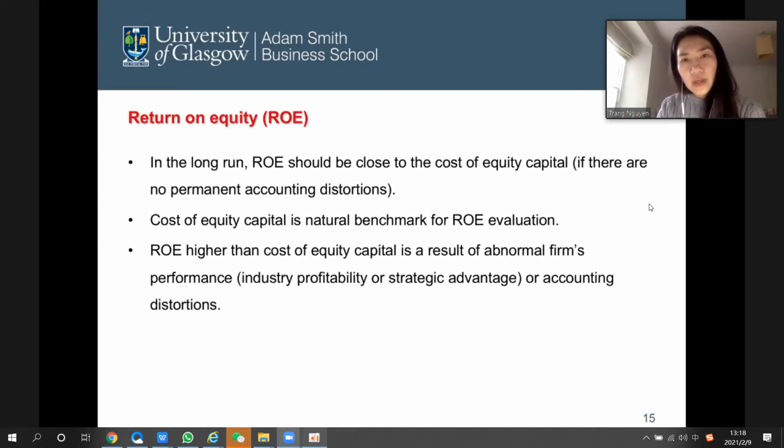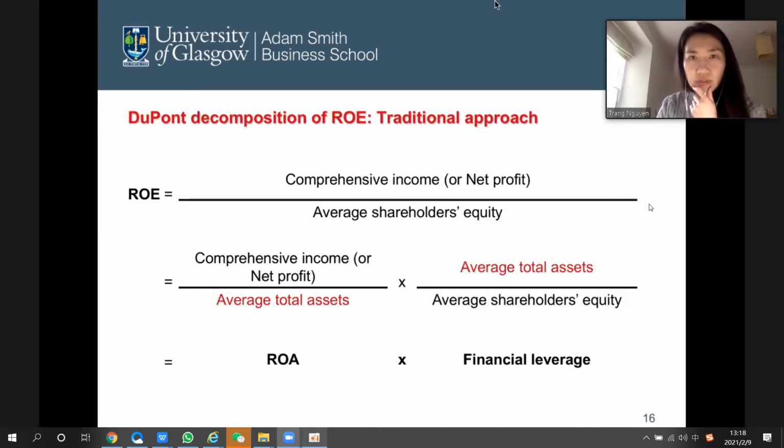And when we compare ROE, we also need to look at the cost of equity capital and ROA, but we will analyze that and have some exercises to do it. Now we go to the traditional approach. When we analyze ROE, we not only look at the ratio itself, net income divided by average shareholder equity, but we start to split it. We want to see the drivers of ROE, so we split it into both ROA and financial leverage.